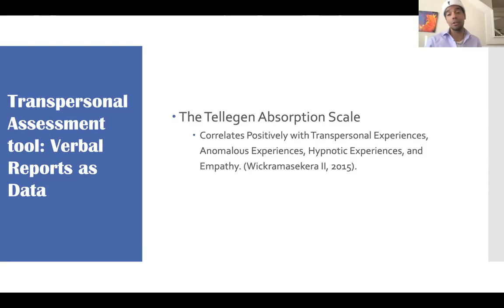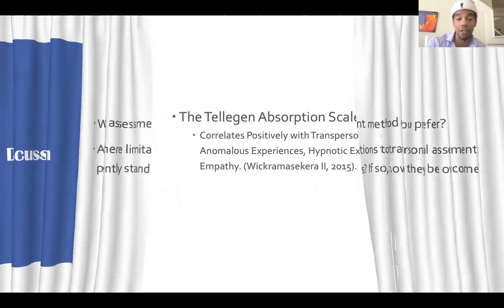Oh, we'll conclude here. The Intelligent Absorption Scale, and the rest of the presentation we can do more in person, but the Intelligent Absorption Scale correlates positively with transpersonal experiences. And this is something that we're going to do in class, next class, as an experience together.